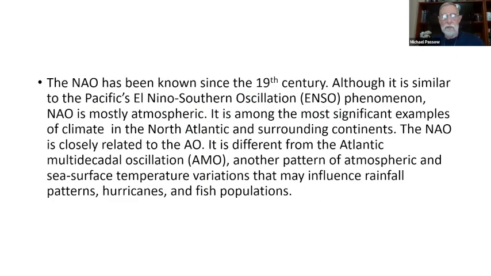The North Atlantic Oscillation has been known since the 19th century. It's somewhat similar to ENSO, the Pacific El Nino Southern Oscillation, but the North Atlantic Oscillation mainly involves the atmosphere, not air-sea interactions. There's also something called the Atlantic Multidecadal Oscillation, which is another pattern of atmospheric and sea surface temperature variations that can influence rainfall patterns, hurricanes, and fish populations.